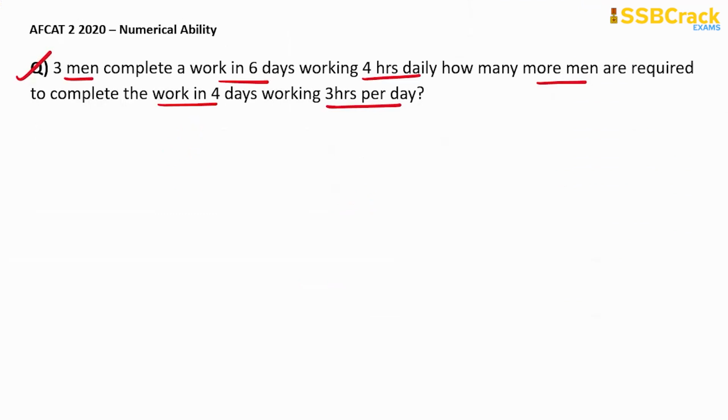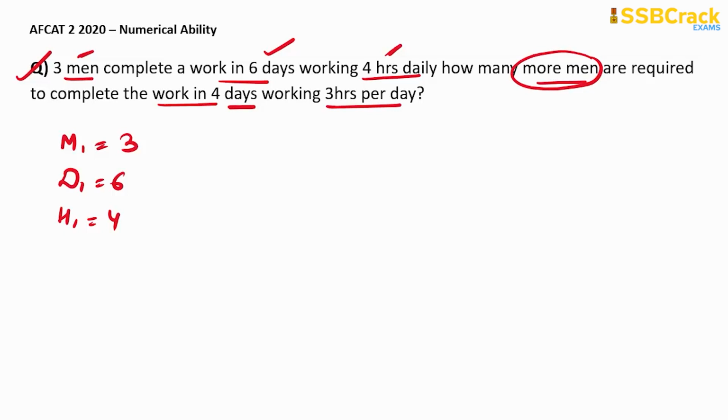So here in the question it is given that 3 men working 4 hours can complete a work in 6 days. So we have M1 is equal to 3, D1 is equal to 6 and H1 is equal to 4. Similarly, we have to find how many more men are required to complete the work in 4 days, working 3 hours per day, which means that D2 is equal to 4 and H2 is equal to 3. And now we have to calculate M2 first so that we can find the number of more men required to complete the work, right?